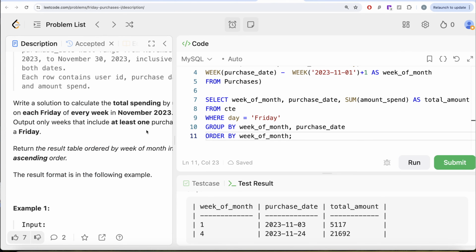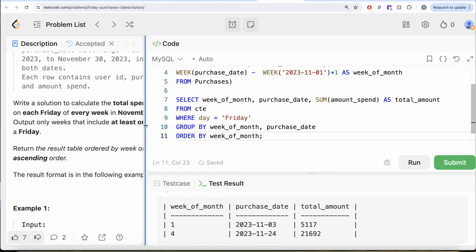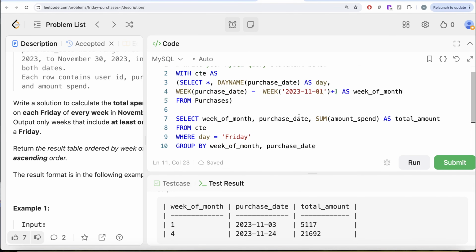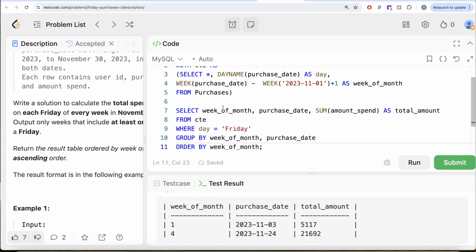So yes, a somewhat tricky question. Let me just drag it to the left again. What we basically did was add a column called day name, which tells whether it is Monday, Tuesday, and so on, for a particular purchase date. And then we used the logic that we learnt about to get which week of a month a purchase date is. Then once we had both the columns, we kept only those rows where day was Friday, because that is what the question asks. And then we grouped by the week of the month and the purchase date, calculated the total amount, and ordered by week of the month in ascending order. So yeah, this is how we do it.